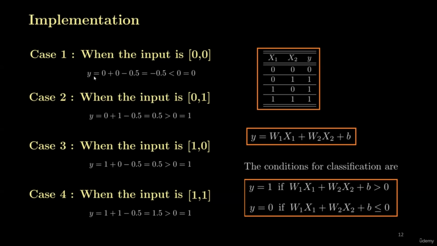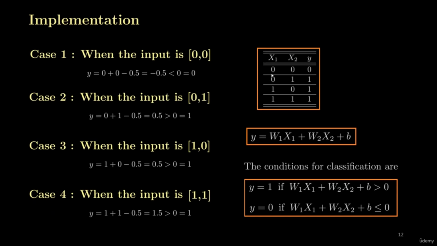Therefore, we assign 0 to our y. So when both inputs are 0, our perceptron is also predicting a value 0. It means the first data sample is correctly classified by the perceptron. Now look at the second data sample.